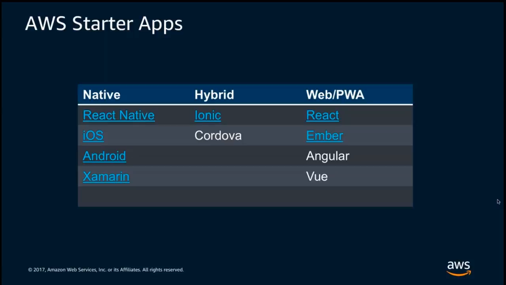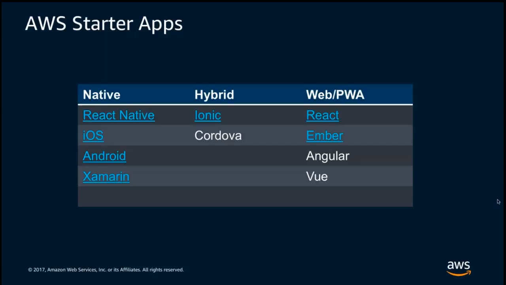In terms of native apps, we have React Native, iOS, Android, and Xamarin. Hybrid apps, we do have an Ionic starter. Ionic themselves also have an AWS template that you can launch via their CLI. That's a starter for AWS, which in the background, Ionic also uses Cordova. And with web and PWA, we have a React sample, Ember.js, and we're also developing Angular and a Vue sample.